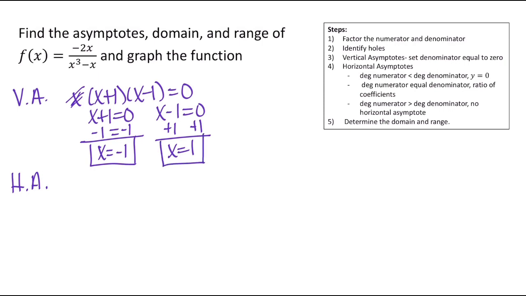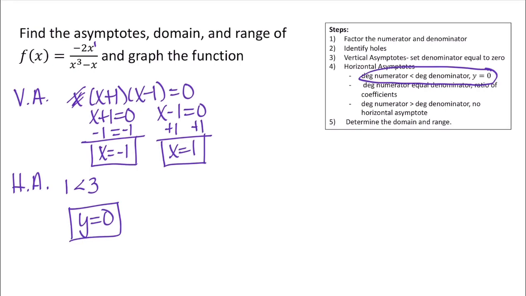Horizontal asymptote, we need to compare the degree of the numerator and denominator. So the degree of the numerator here, that's going to be 1. The degree of the denominator is 3. Okay, so 1 is less than 3. So we have the situation where the degree of the numerator is less than the degree of the denominator. So we have y equals 0 as our horizontal asymptote.